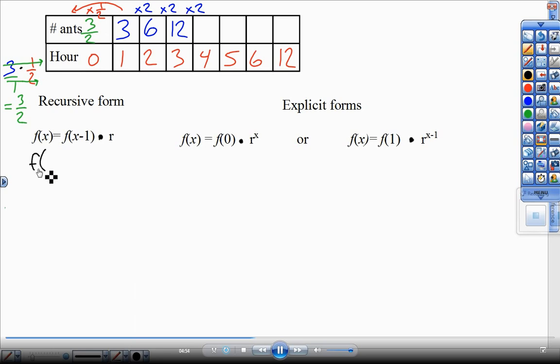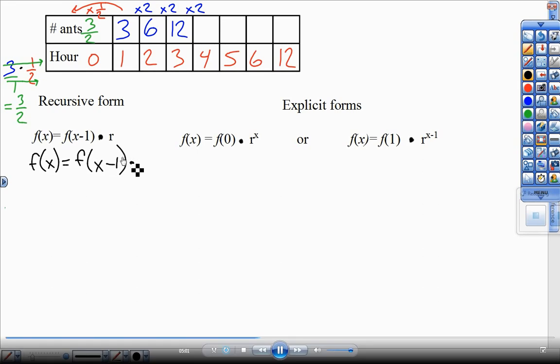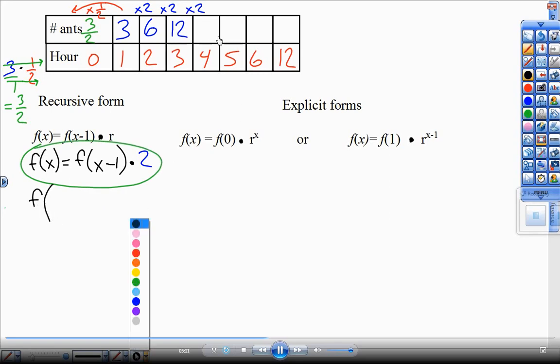The recursive form is f of x equals f of x minus 1 times that common ratio number, which is 2. Of course, the recursive pattern is to find this next term, take 12 times 2, 24. To find this next term, take 24 times 2, 48.